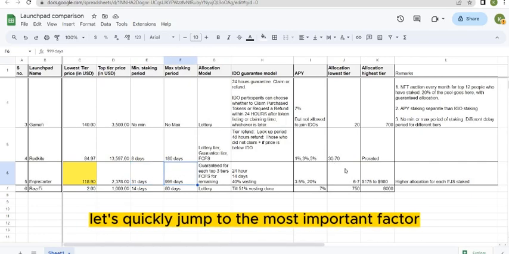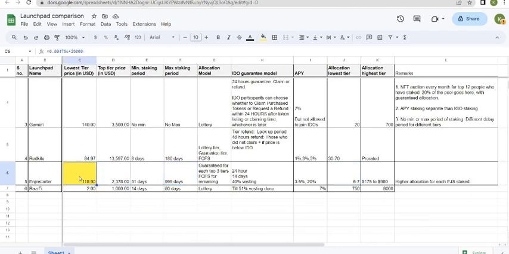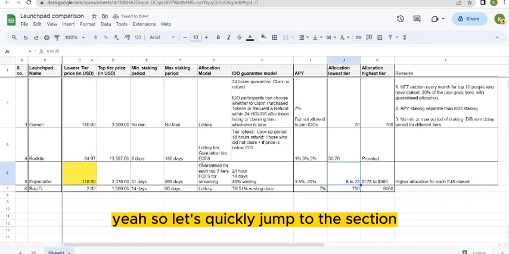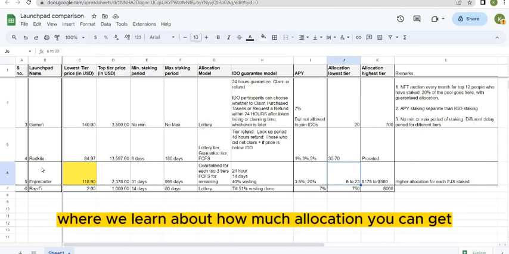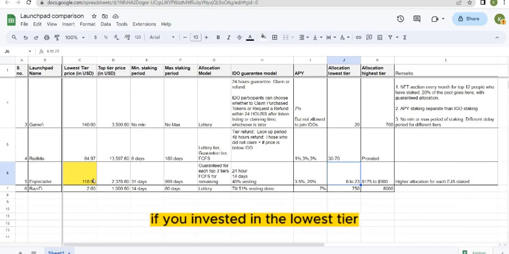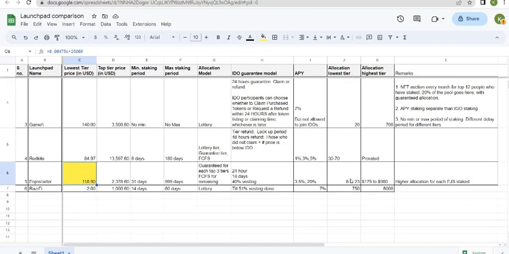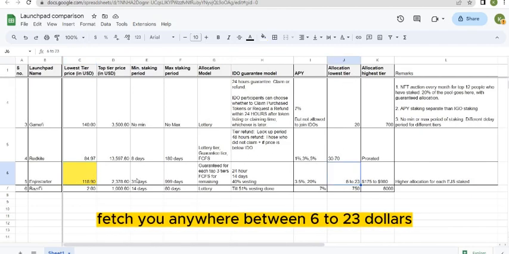Let's quickly jump to the most important factor, which is related to how much expense you have to make and how much allocation you get. So let's quickly jump to the section where we learn about how much allocation you can get if you invested in the lowest tier or in the highest tier. The lowest tier with $120 of investment can fetch you anywhere between $6 to $23.